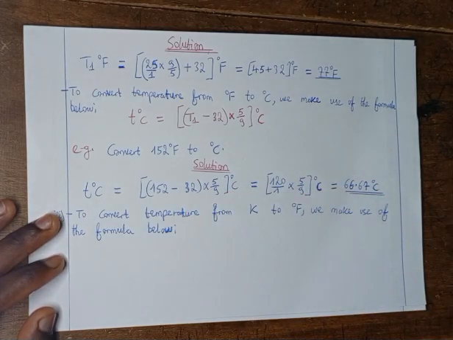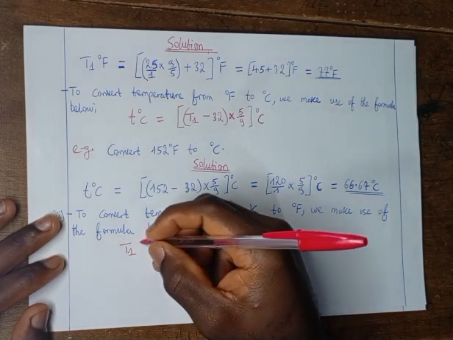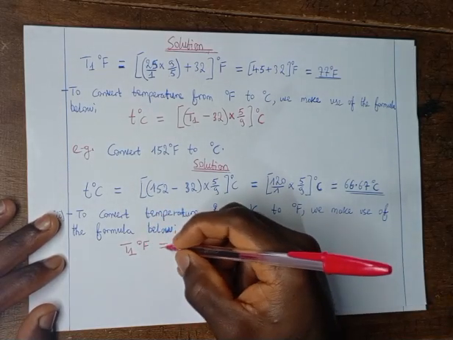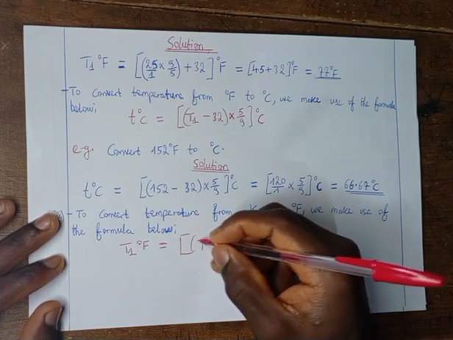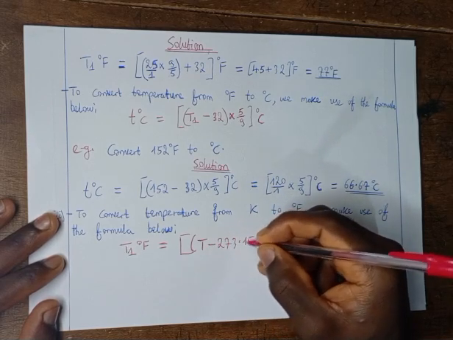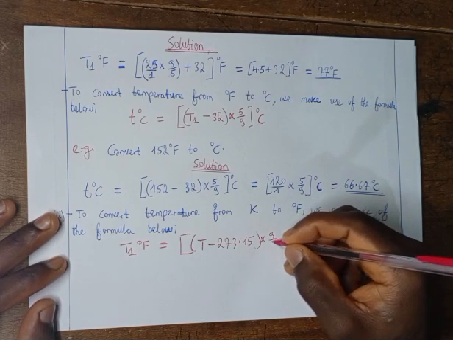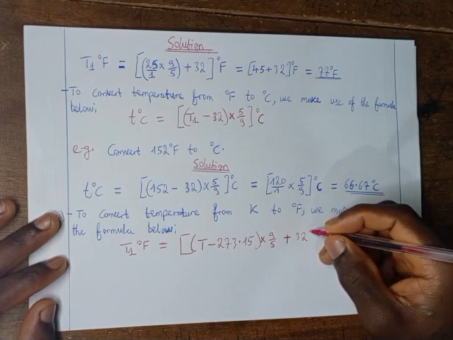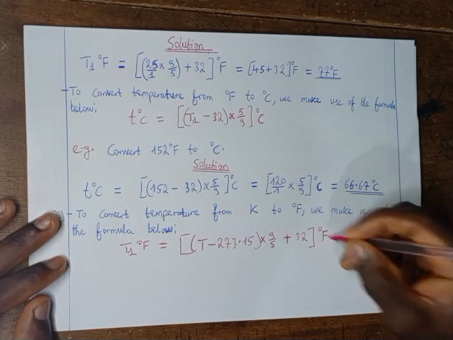I'll write down the formula with a red pen. T1 in degrees Fahrenheit will simply be equal to, take the value of the temperature in Kelvins, minus 273.15. We multiply it by 9/5. Add 32 to the result. And this value will take a unit of degrees Fahrenheit.